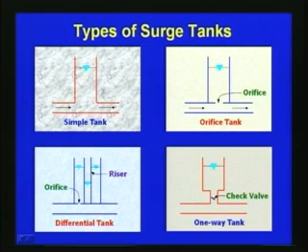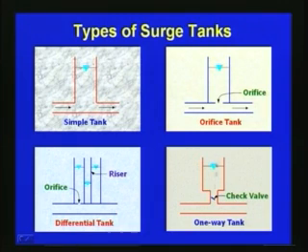A simple surge tank is shown here, connected with the closed conduit or pipe system. This one, with an orifice arrangement, is called an orifice tank. Then there can be a differential tank, where you can see the water is at different levels in the system. Say this is a riser. Also, we can have a one-way tank like this, with a check valve.